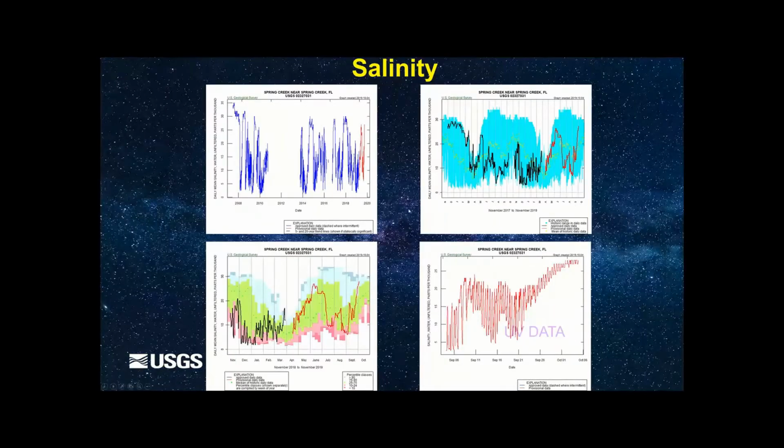We can look at salinity. So I already showed you the graphs of specific inductance. Salinity is just another way of looking at it, another continuous monitoring probe. And so this is salinity in the Spring Creek, near Spring Creek, Florida. And you get the same series of graphs that you can look at for that.